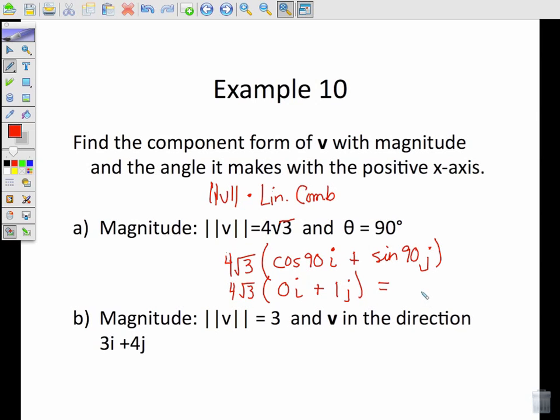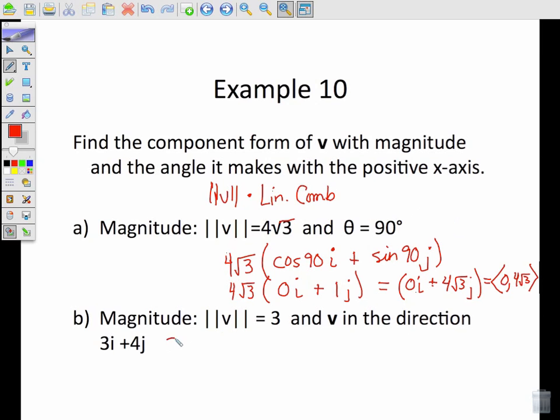multiply by 4 square roots of 3. So basically what we're going to be left with is 0i plus 4 square roots of 3j. So that is the vector 0, 4 square roots of 3 in our component form.